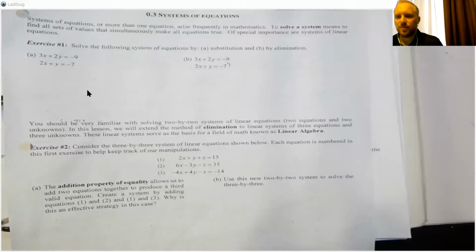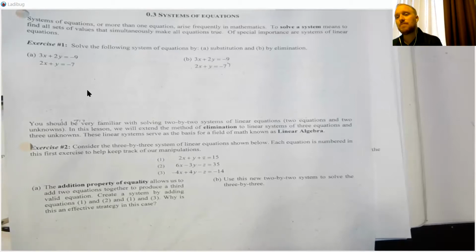Hello, ladies and gentlemen. Today we're going to cover Unit 0.3, which is Systems of Equations. So this is the last lesson of our review unit. And Systems of Equations is a concept that we've done maybe in the past in previous algebra classes.